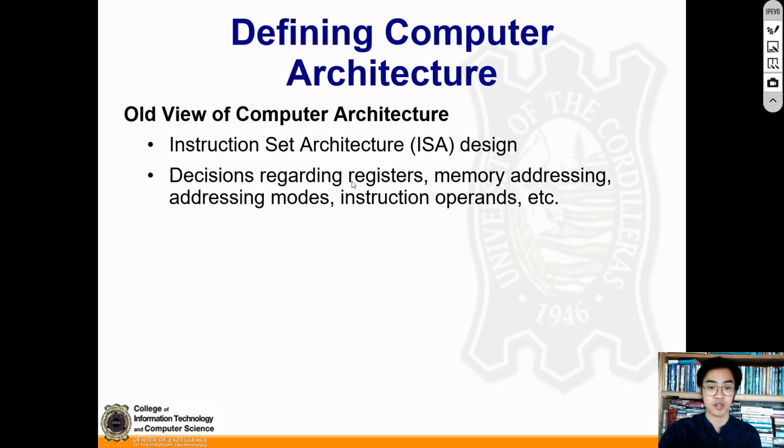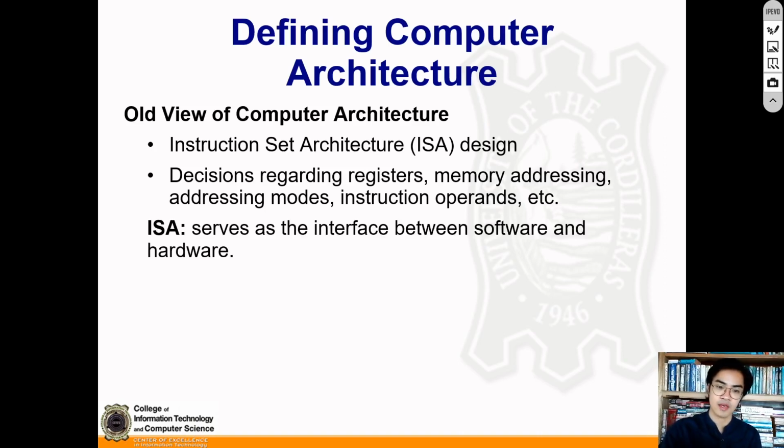So, decisions regarding registers, memory addressing, or how you fetch or get information from your memory addresses, what addressing modes you use, and then what instruction operands are allowed in that specific architecture. Okay, and then an ISA is defined as the interface between software and hardware.